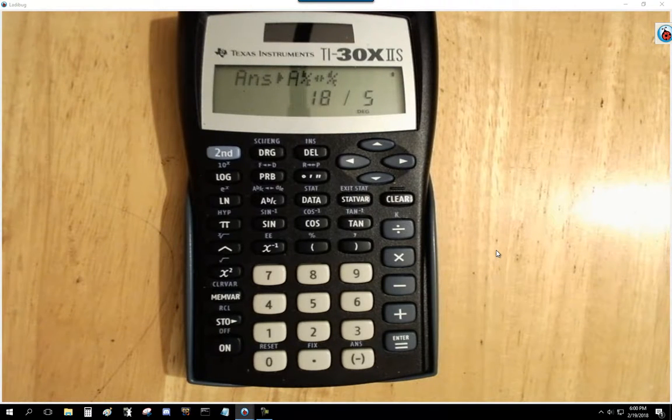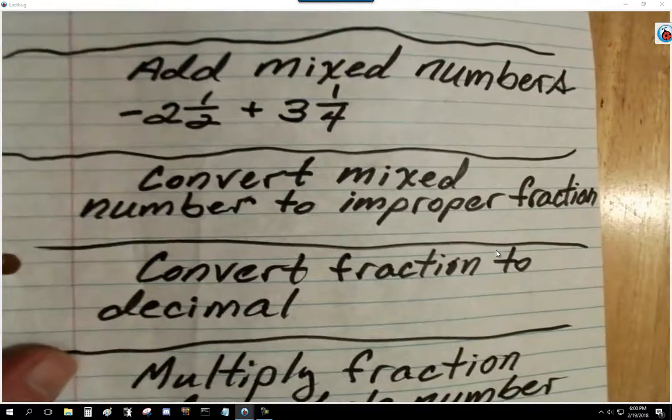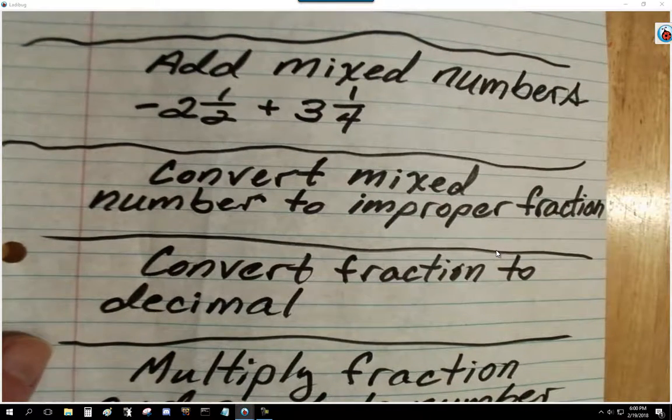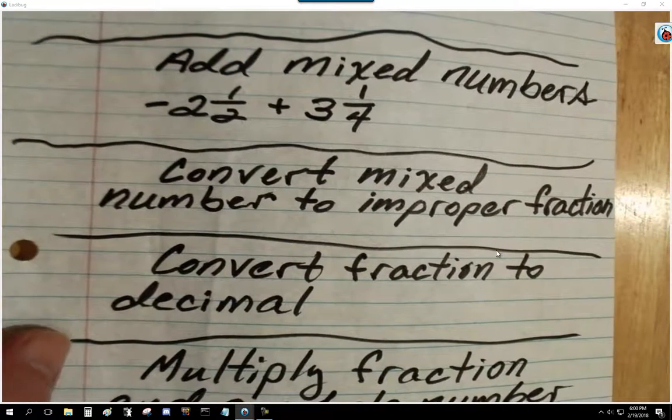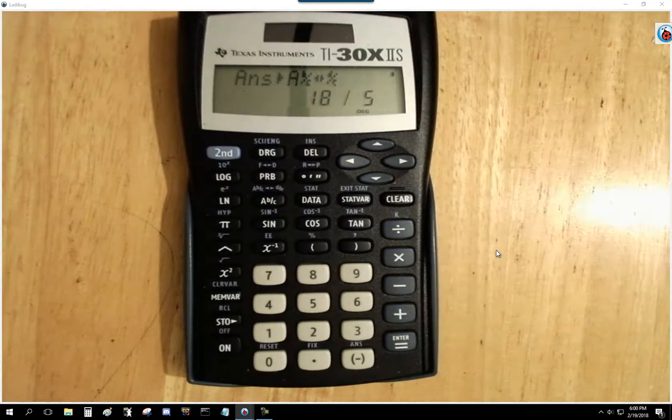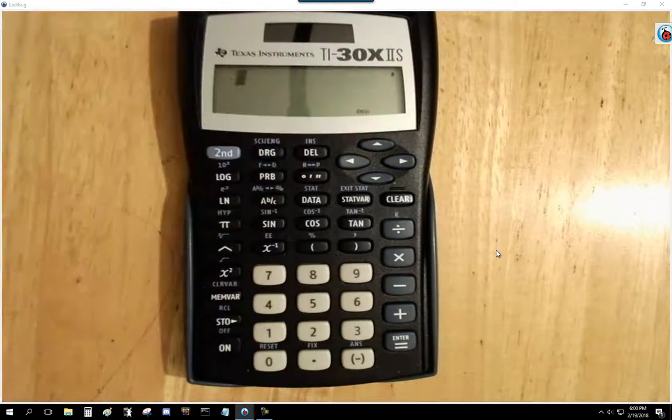Now I want to show how to add mixed numbers. I want to add a negative 2.5 to a 3 1/4. So let me clear the calculator. I'll be making use of the ABC button. To enter a mixed number, you press the whole number part, then the ABC button, then the numerator, then the ABC button, and then the denominator.